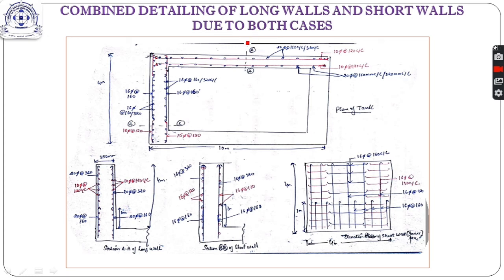Now I have cut the section here of the long wall. If we cut the section at the long wall, on the outer face we have 20 bars at 160, 80 and 320. We have curtailed twice, so there should be one more curtailment shown here. First curtailment at 1.5 meter height, so 20 dia at 80, then 20 dia at 160, then 20 dia at 320. In the inner face we had 100, 200 and 400.